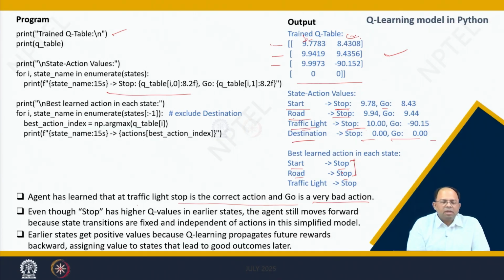But why this happens is because even though stop has higher Q values in earlier states, the agent still moves forward, because state transitions are fixed in this case and independent of actions in this particular simple model. But in real life, it would not be so. Because we have framed the model this way, even though the action is stop, it is still moving forward. Earlier states get positive values because Q learning propagates future rewards backwards, assigning values to states that lead to good outcomes later. So whatever you take, you move to the next step, and the future reward of stopping gets transferred backwards. That's why these also become stops.